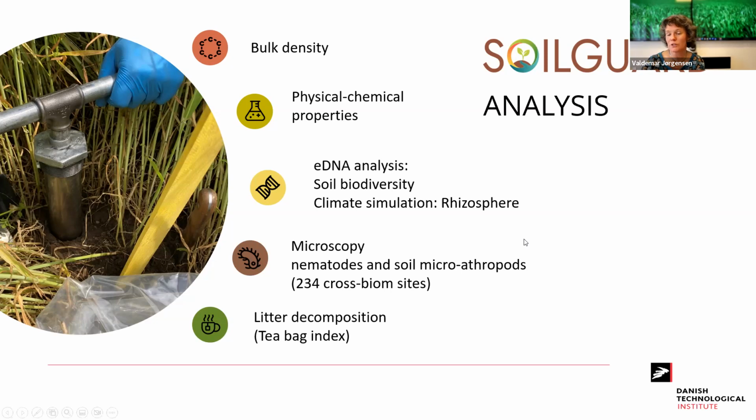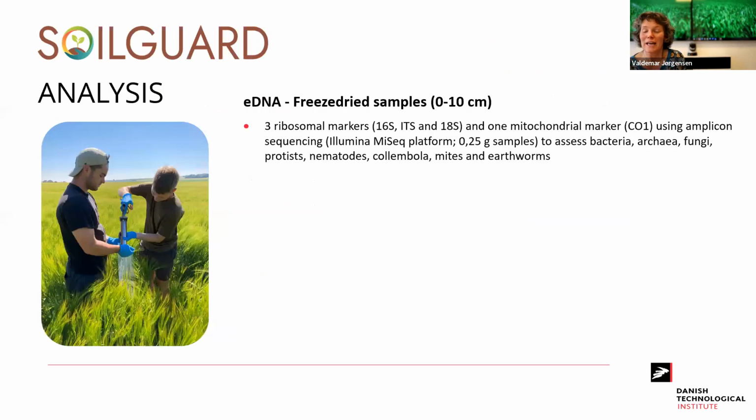There are lots of other indicators of soil functions that I haven't listed here, but this is to give you an overview of what we are doing. Okay, then for the DNA, to assess bacteria, archaea, protists, nematodes, collembola, mites, and earthworms, we are assessing 3 ribosomal markers and 1 mitochondrial marker.